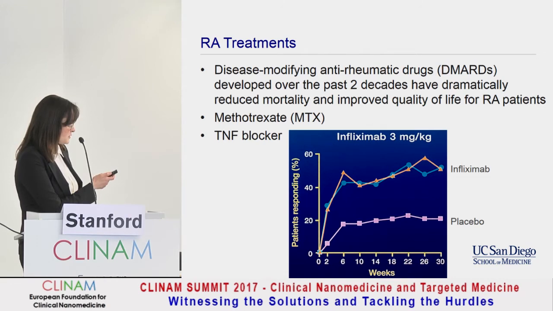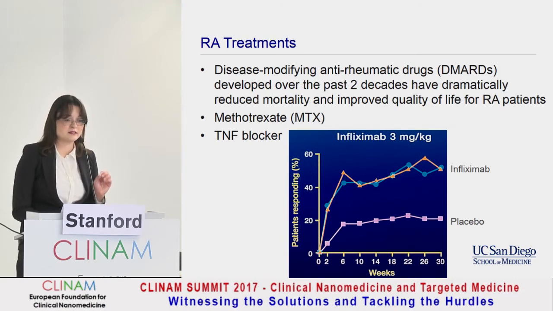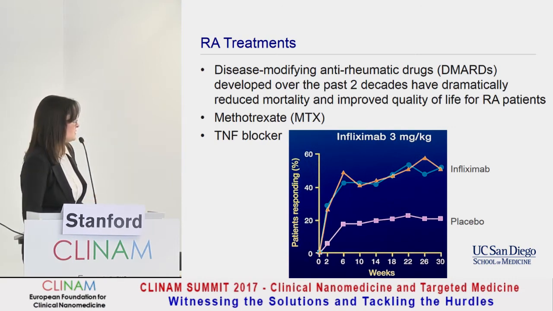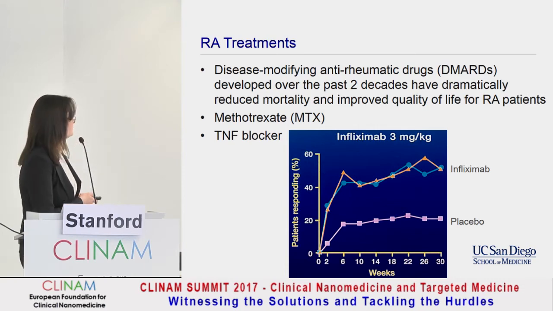The most commonly used ones are methotrexate, which is a general immunosuppressant, and also TNF blockers, which target the TNF cytokine but are also immunosuppressant. And this graph here just shows infliximab, which is a TNF blocker. You can see that it can be dramatically effective in people, but still, it's only effective in about 50% of the patients.